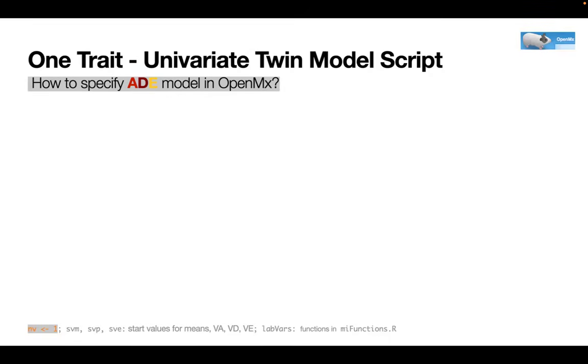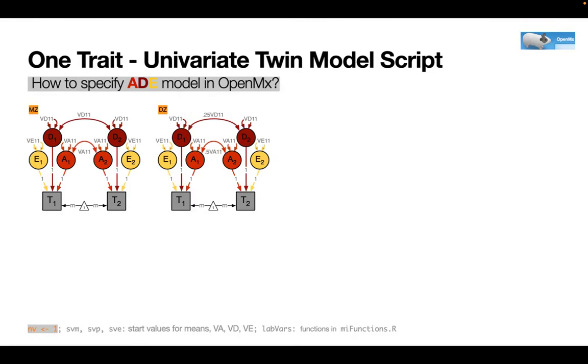Let's move on and focus on the key statements in the univariate twin model script that allows us to estimate either the ADE or the ACE model. We'll start with the ADE model. Here, this is the same path diagram, except that I've separated the MZ diagram and the DZ diagram, as they are really fitted separately to the MZ and the DZ data. So this is a multi-group script.